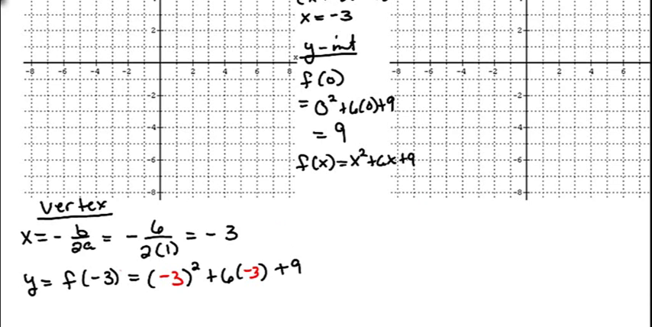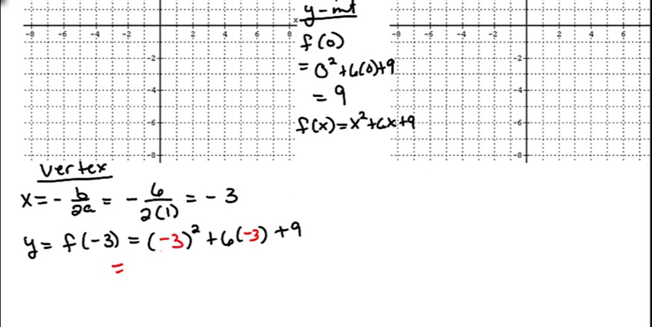Okay, so when we do our calculation for the y-coordinate now, we're going to get positive 9. And then we have plus 6 times negative 3, so that's plus a negative 18. And then plus 9. So 9 and 9 is 18, and then a negative 18 gives you 0. So our vertex is at the point negative 3, 0.